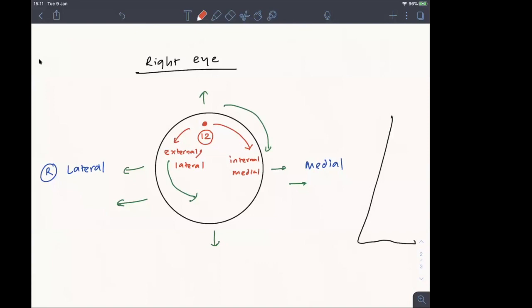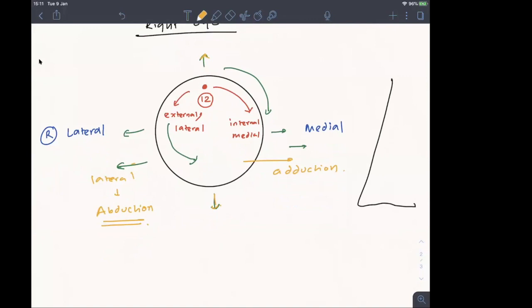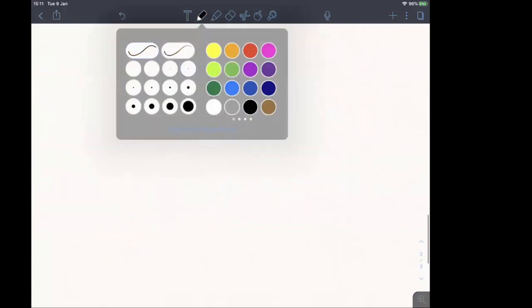There is a medial deviation, which is when the whole eye moves medially. That is also known as adduction. There is a lateral deviation, when the whole eye moves laterally, away from the nose, and that is known as abduction. And there is also superior movement and inferior movement. Now, if these are the movements possible, then what are the muscles that will cause these movements to happen? So then let's look at extraocular muscles.